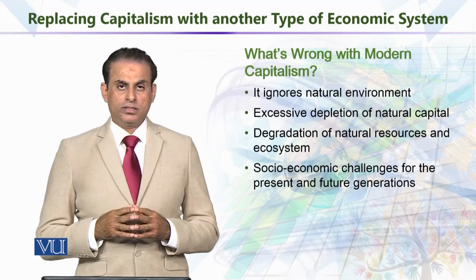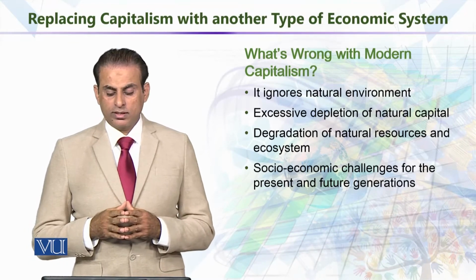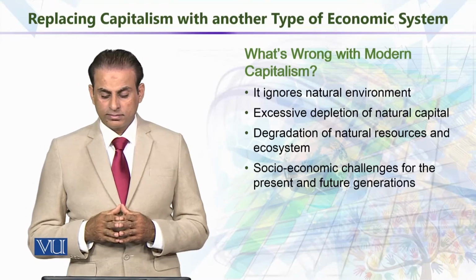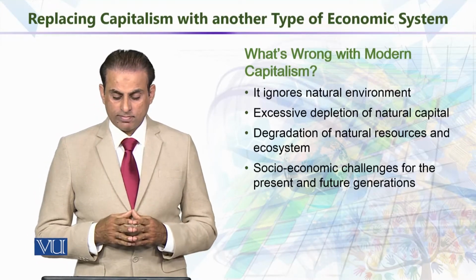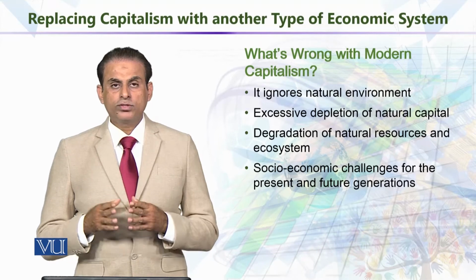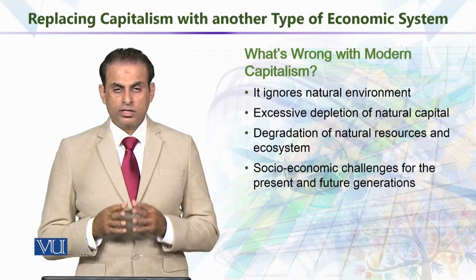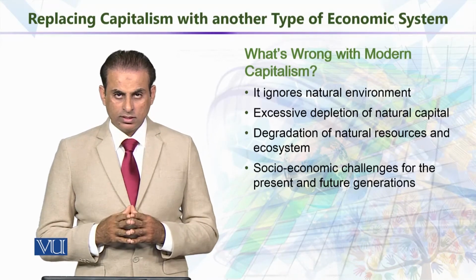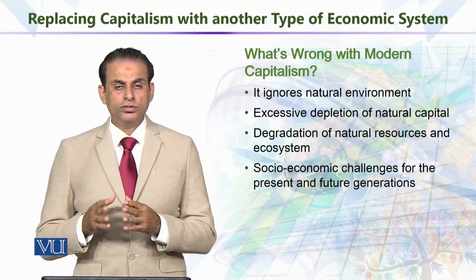What's wrong with the existing modern capitalism? It ignores the natural environment, excessive depletion of natural capital, deregulation of natural resources and ecosystem, socio-economic challenges for the present and future generations. Because if we really believe in sustainable growth, it means that we need to fulfill the needs and demands of the present generation without depleting the needs and demands of the future generation.